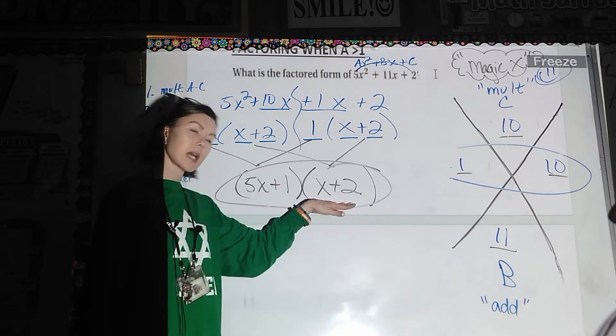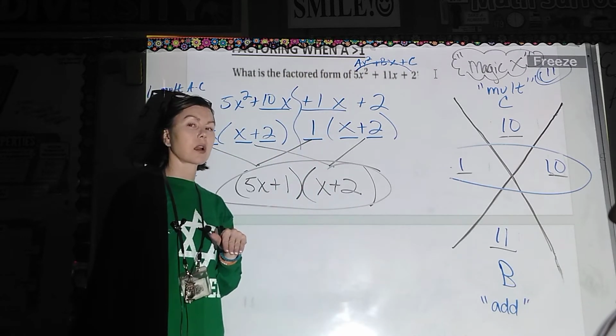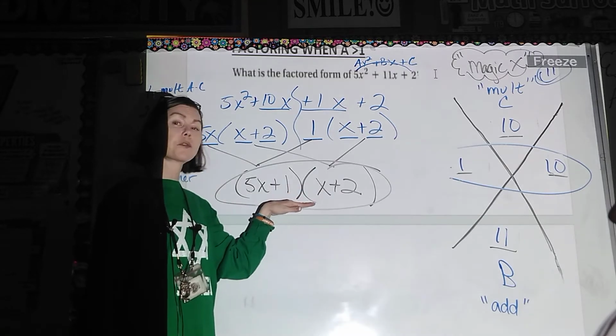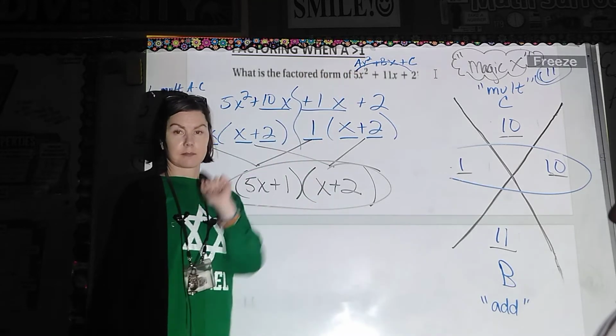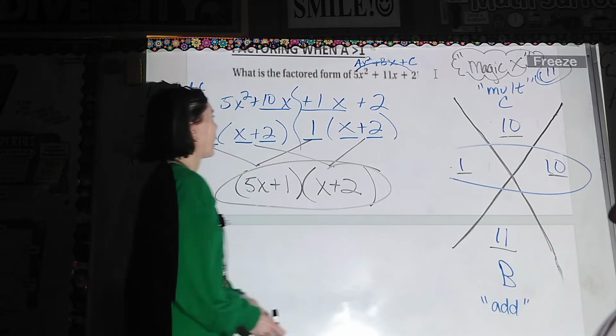This times this gave us the original quadratic up there. This binomial times this binomial. This is the factored form of that. Okay? So, just to recap, okay?